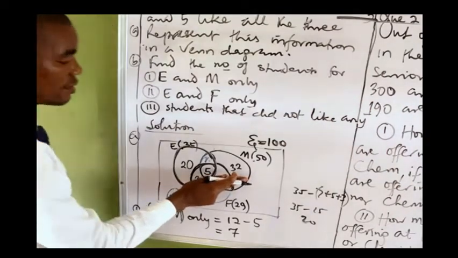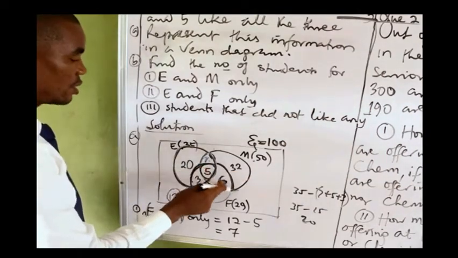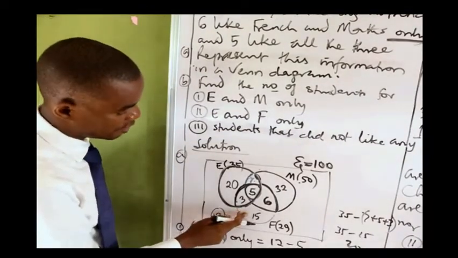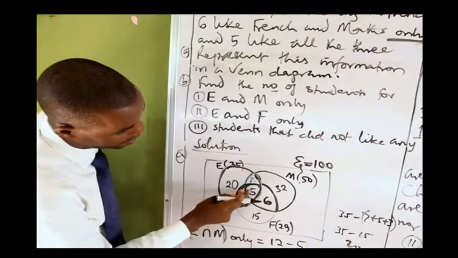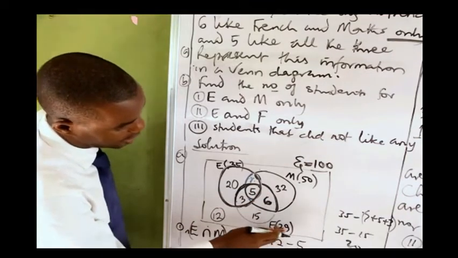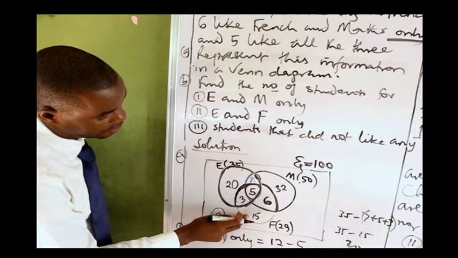The same thing for mathematics. Add this with this with this, then subtract from 50. We get this. Then the same thing for French. Add this with this and with this, and subtract from 29. Then you will get 15.